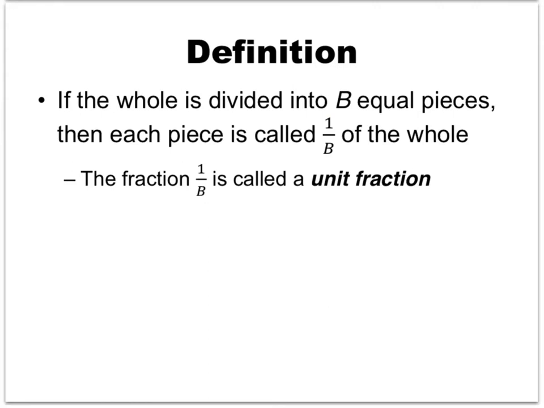Now, our next definition is what we call a unit fraction. To define the unit fraction, we first divide the whole up into b equal pieces. So b is going to be our denominator. Then each one of those pieces is called 1 over b of the whole. This fraction 1 over b is called a unit fraction. So a unit fraction is a fraction where the numerator is 1 and the denominator is the number of equal pieces that the whole was divided up into.